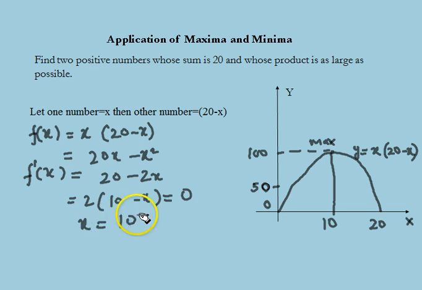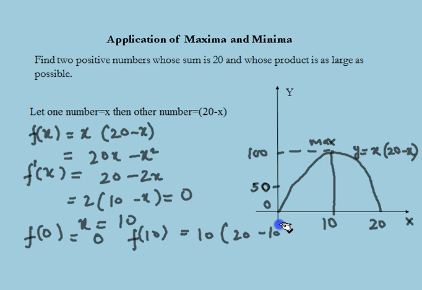The absolute maxima is therefore one of the three numbers. We have f(0) equal to 0, f(10) equal to 10 into (20 minus 10), which is equal to 100, and f(20) equal to 0. Thus the function, which is x into (20 minus x), the product of two numbers, takes on the largest of these, 100, when x is equal to 10.